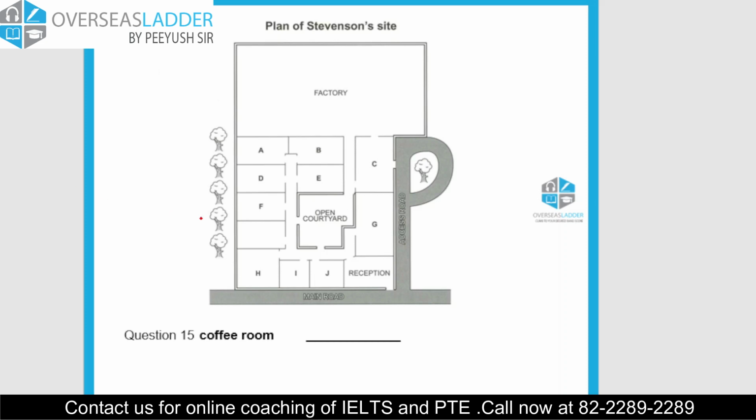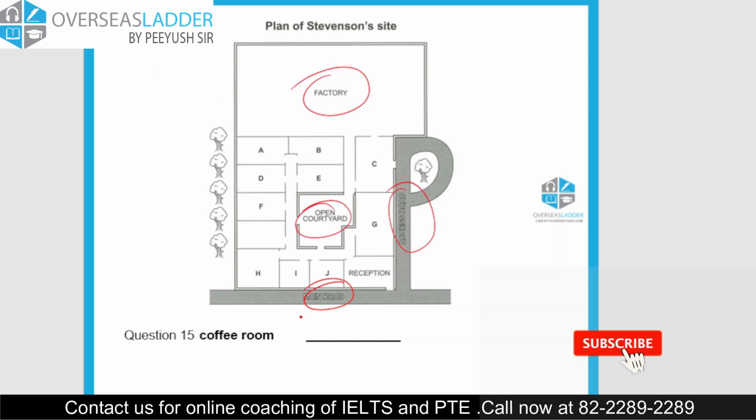There are a few things that you can do. Basically these are the keywords, right? Always be careful with the roads because they would be the main keywords. So we have main road, first road, and there is a reception, and open courtyard. And our first question is about the coffee room.